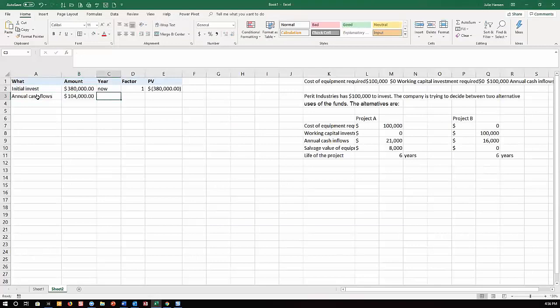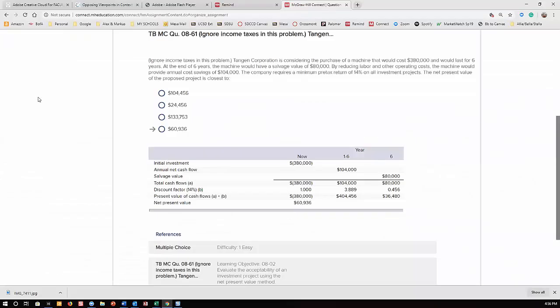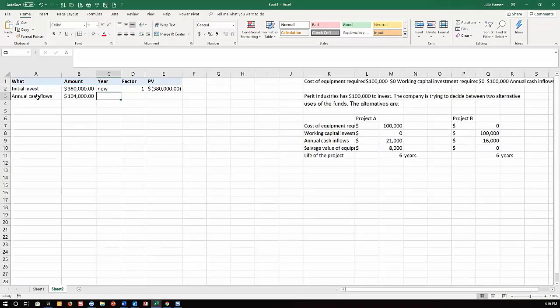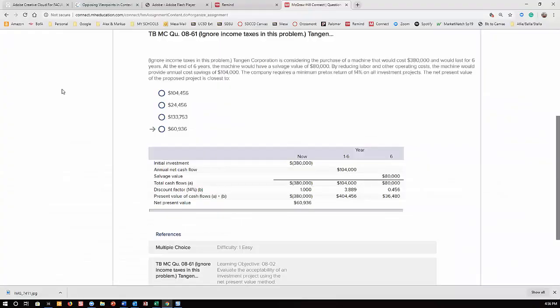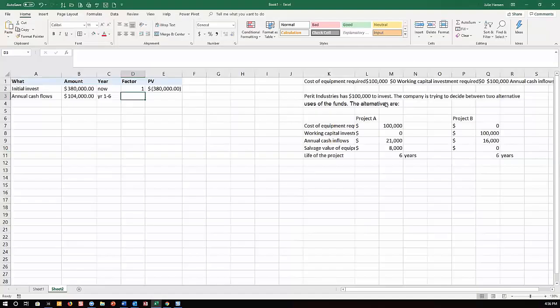104,000. And how many years am I going to get cash flows? And 14% investment. 6 years for years 1 through 6. And then it's a 14%. So I'm going to look up my table unless you have it. So my table tells me at 14%.